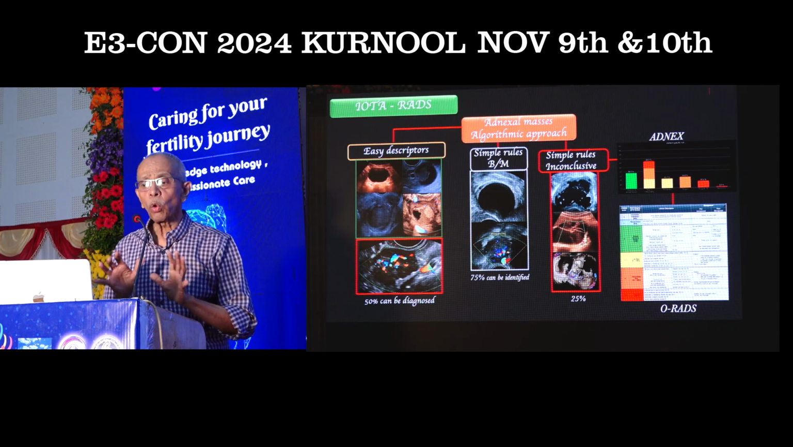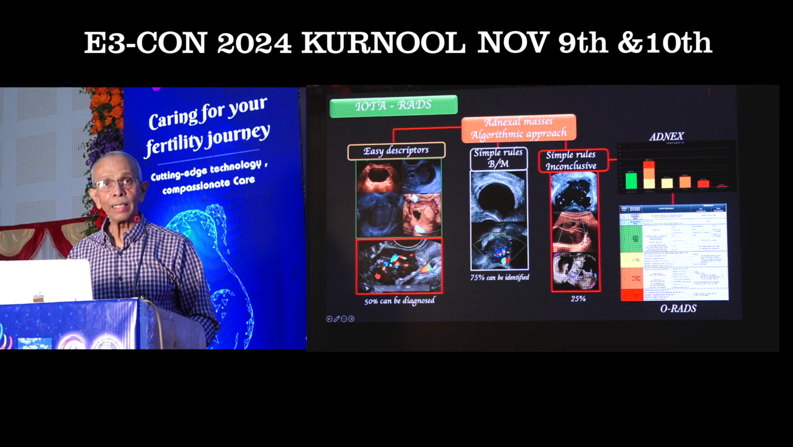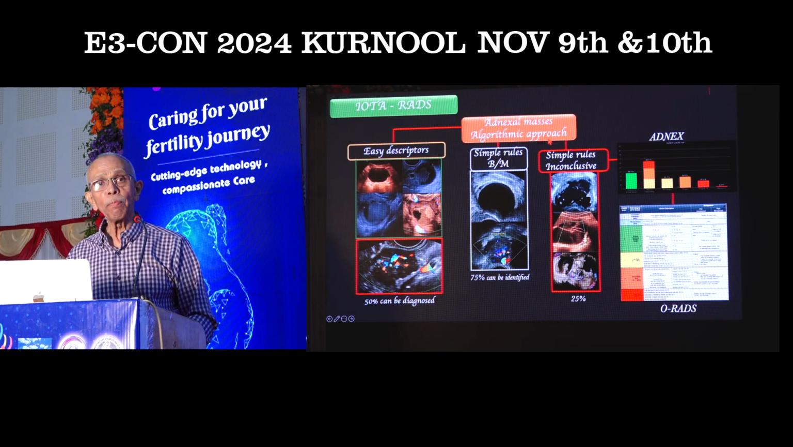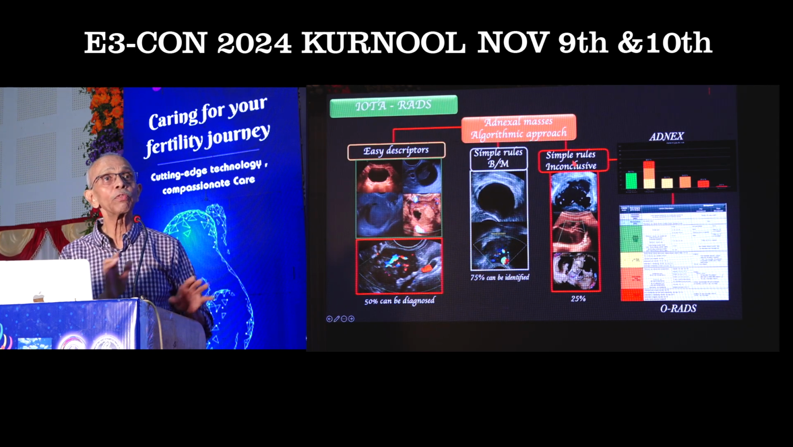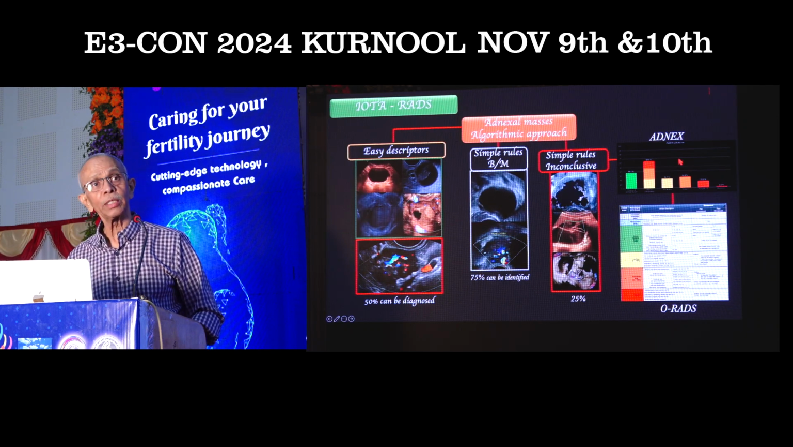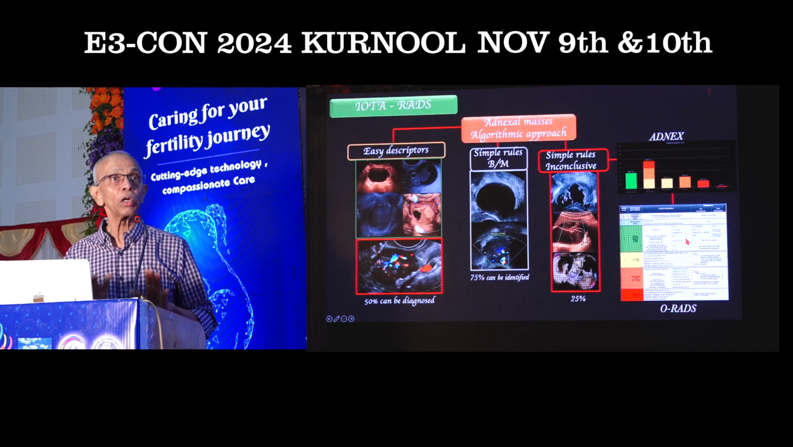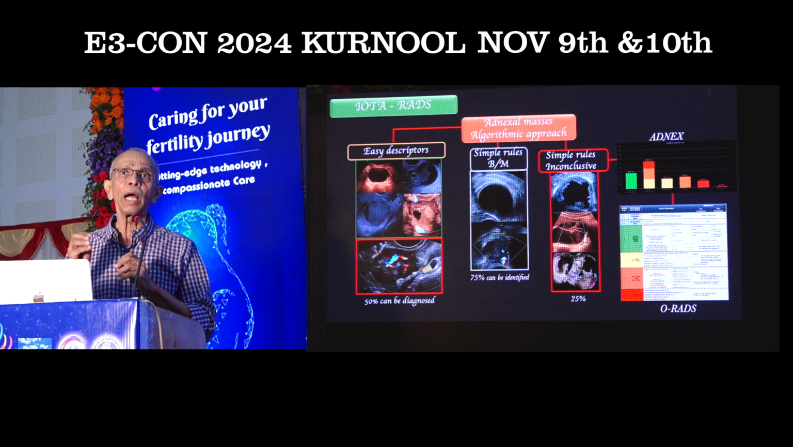To summarize the whole thing, easy descriptors can give us an answer for about 50% of adnexal lesions, whereas the simple rules, the B features and M features, will give you an answer for almost another 25%, so it comes to 75%. There are only about 25% which are inconclusive in spite of using pattern recognition and the simple rules. These 25% are subjected to the ADNEX model as well as the O-RADS in order to get the management. So this is the basic concept of using IOTA as well as O-RADS.